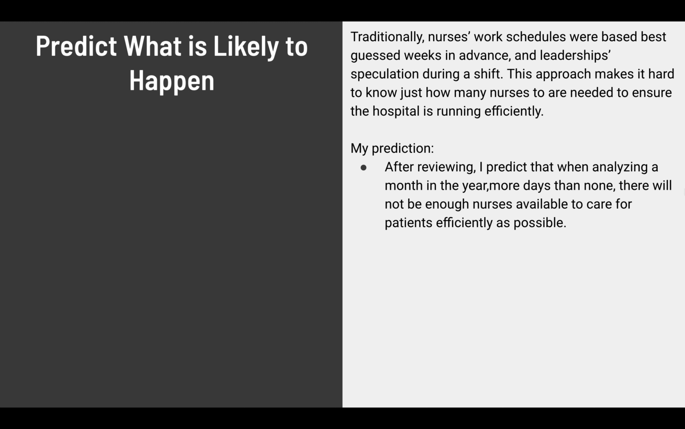Predicting what is likely to happen. Traditionally, nurses' work schedules were based on best guesses weeks in advance, and leadership speculations during a shift. This approach had made it hard to know how many nurses were actually needed to ensure a hospital was running as efficiently as possible. So, our prediction. After reviewing, we predict that when analyzing a month and the year, more days than not, there will not be enough nurses available to care for the patients as efficiently as possible.